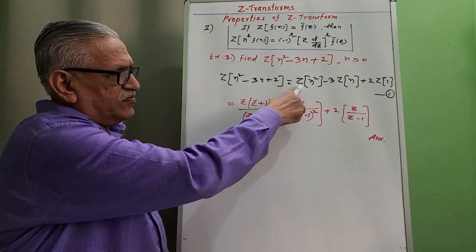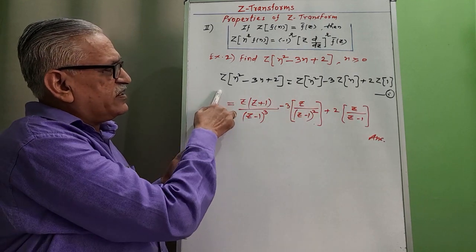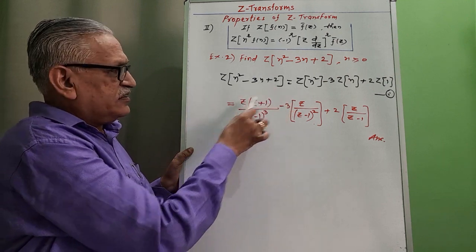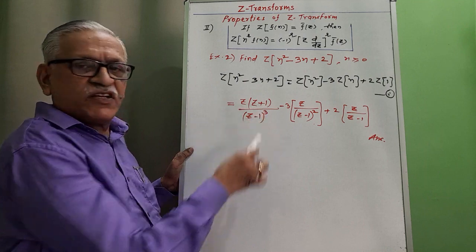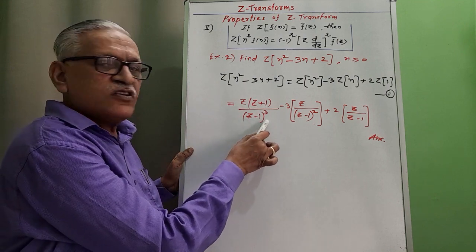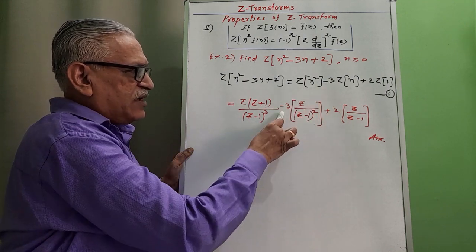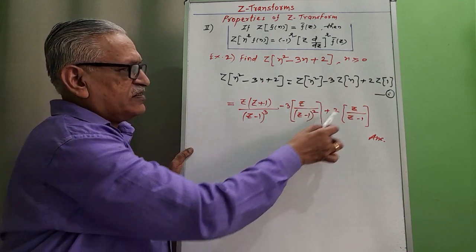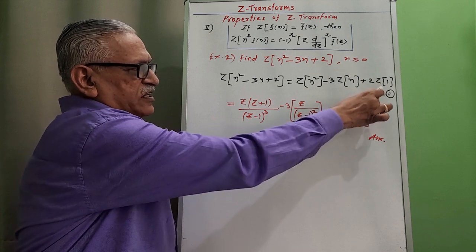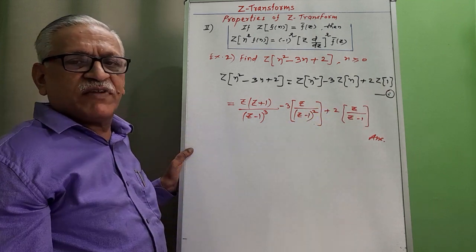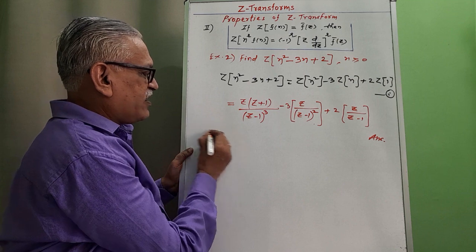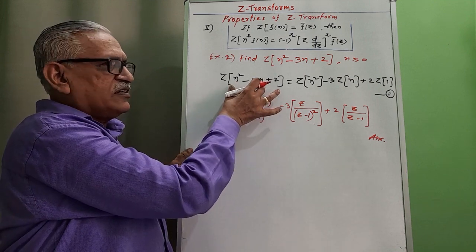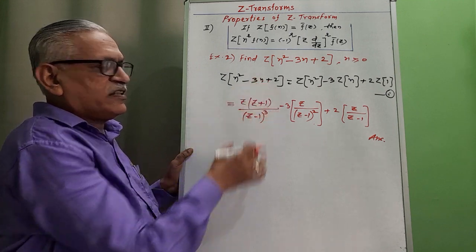Substituting the values in equation 1, we get the Z transform of n square minus 3n plus 2 as: the Z transform of n square is z into z plus 1 divided by z minus 1 whole cube, minus 3 times the Z transform of n, which is z upon z minus 1 whole square, plus 2 times the Z transform of 1, which is z upon z minus 1. Therefore, this is the required Z transform of that function n square minus 3n plus 2.